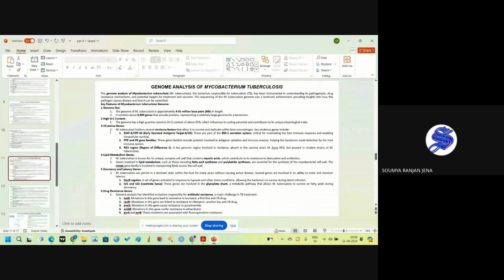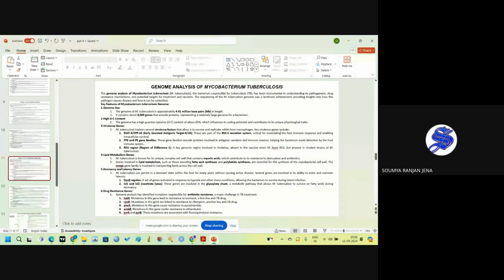And they have virulence genes, and Mycobacterium tuberculosis harbors several virulence factors that allow it to survive and replicate within the host macrophages, because it is a very dangerous disease. They live inside the host macrophage cells, and these host macrophages are our primary defense system. If it enters the host macrophages, then our innate immunity will not work.